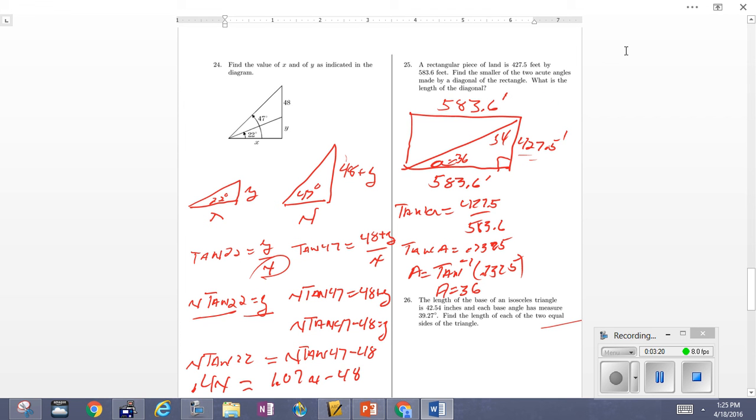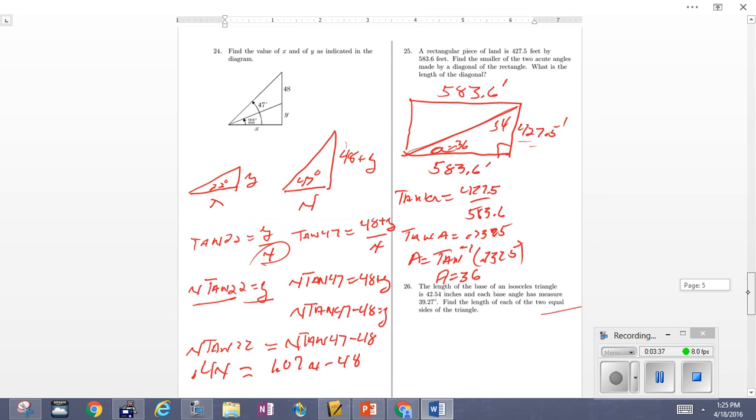Of course, we knew that because we knew that the smallest angle is opposite the smaller side, right? And now, what is the length of the diagonal? Well, two ways. Of course, we could use Pythagoras and find the diagonal. Or with both of these sides, you could either use sine or cosine to find it. I'll leave that up to you, okay?